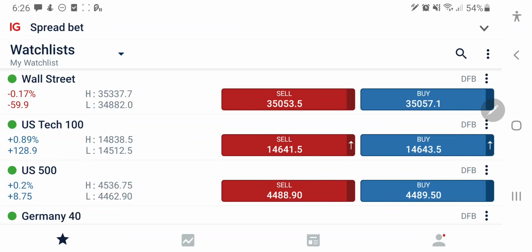I am here with my daily predictions and analysis for US30 and US100. US30 right now trading at 35050 levels and US100 at 14645 levels.